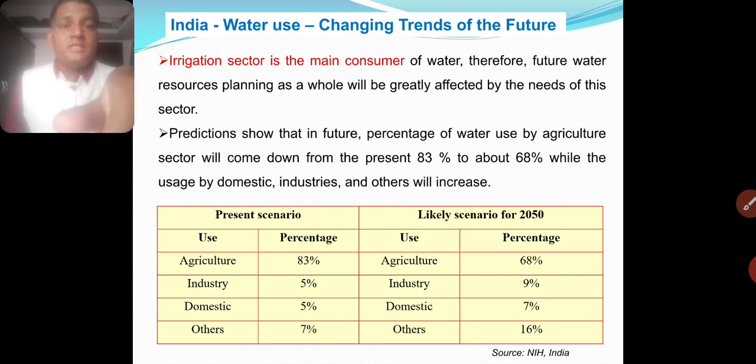2050. If you look at the industry, it is 5%, and in 2050 it is 9%. In domestic it is 5%, and in 2050 it is 7%, meaning it is again increased. Because in future population will increase, and agriculture will not be more, maybe, as per the NIH report India. They have mentioned that other activities will also increase, and because of that, their demand for water will increase. That's why the percentage of water in 2050 will increase. It is about 16%, and in the present scenario it is 7%. So you can understand what exactly will be in 2020, 2030 or 2050.